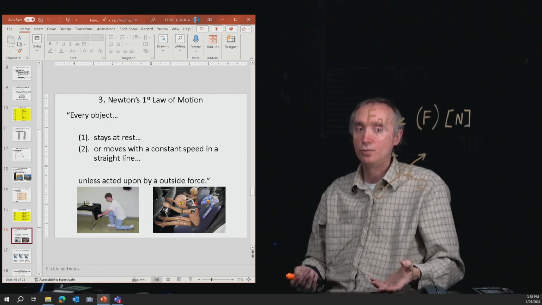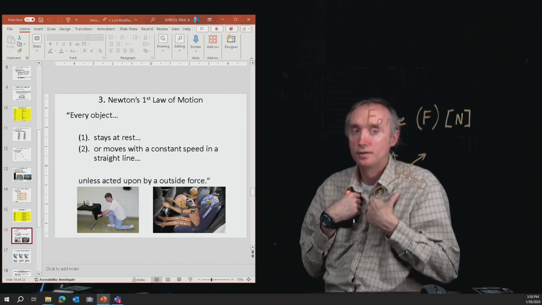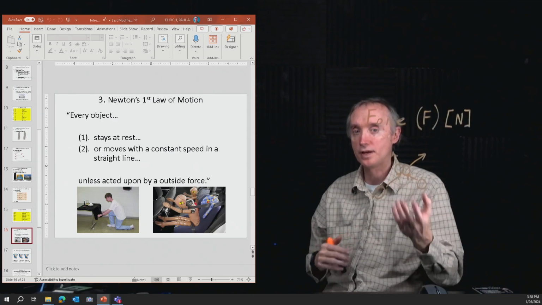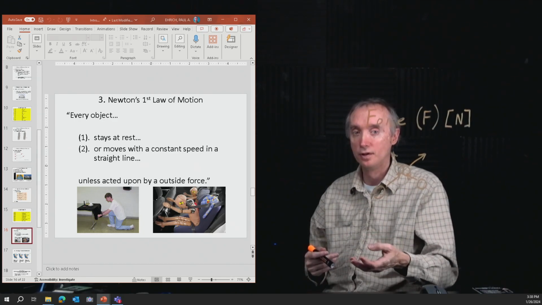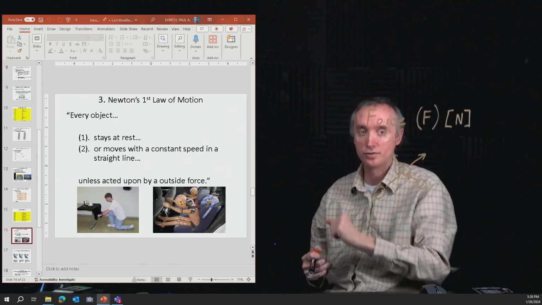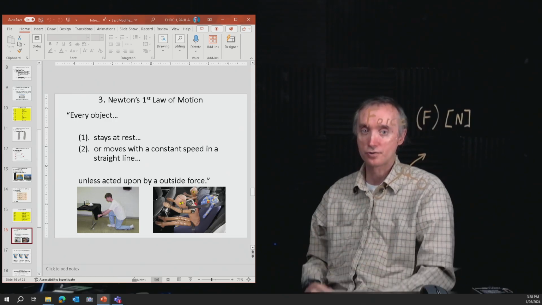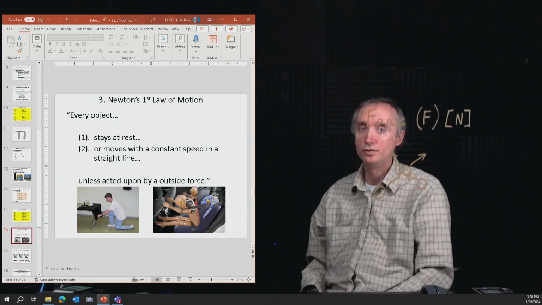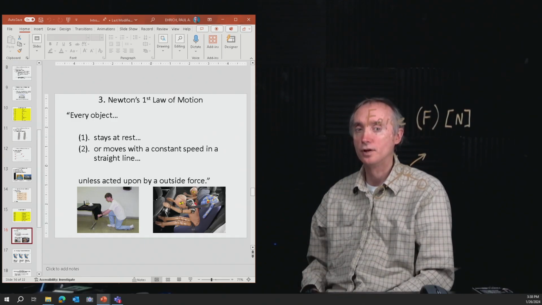The question is, do you want it to be the seat belt that slows you down and stops you, or do you want it to be the dashboard or the windshield that you are going to go crashing into and possibly hurt yourself when that happens? So definitely know Newton's first law of motion for the exam.